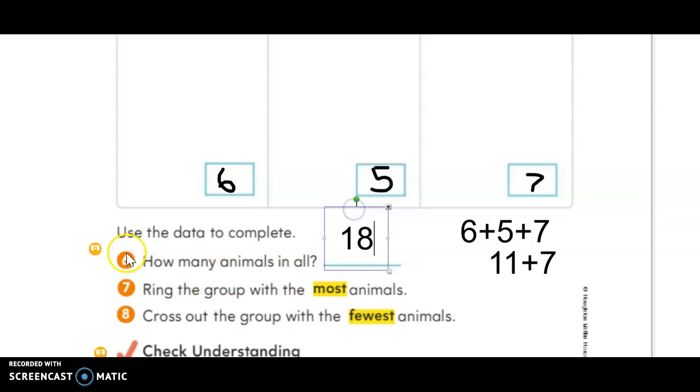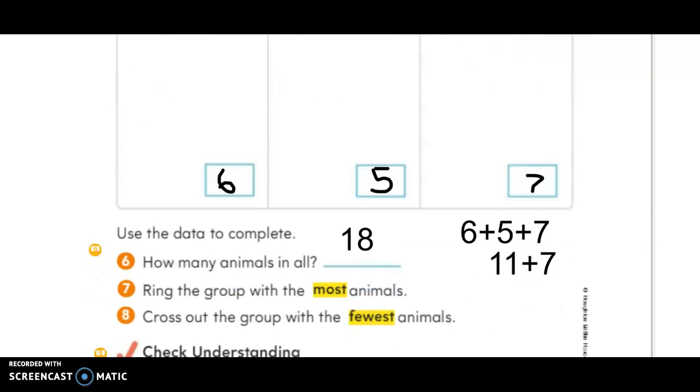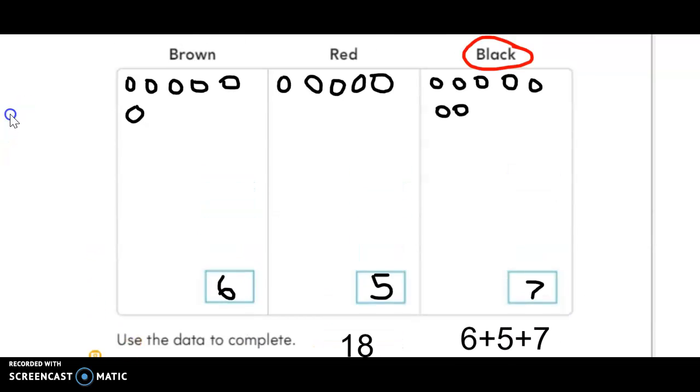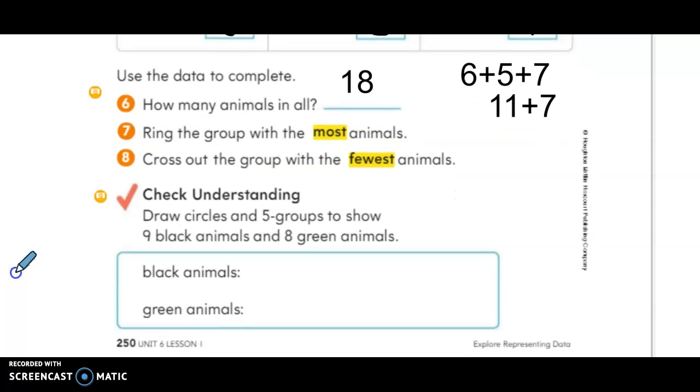That's correct. Okay, now we need to ring the group with the most animals. Okay, which one of these has the most? Yep, 7 is the most, so that's the category for the black ones. It tells us to ring that one, so that means circle. We're going to do that. Okay, the next direction says cross out the group with the fewest. Which one has the fewest? It's red, that's correct. Good job. Okay, let's go to the bottom.